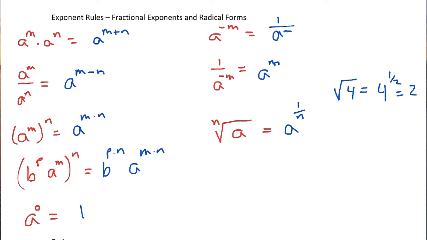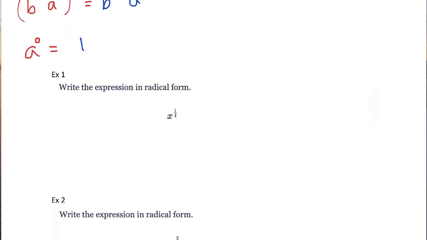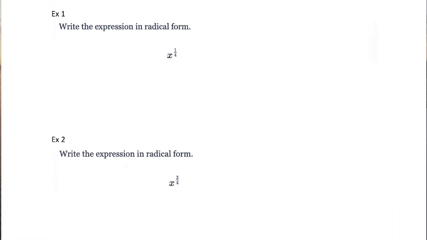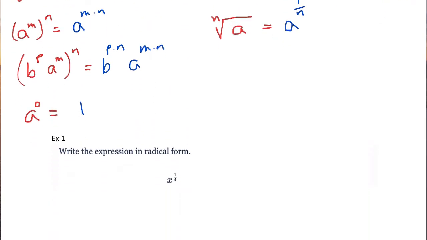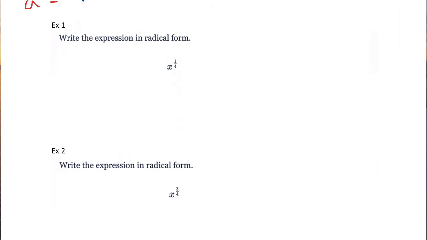So those are some different things with exponents. Now let's look at some examples. If we're going to express this one in radical form, that's using the last rule that I just wrote. Expressing this in radical form, we would write this as the 4th root of x.